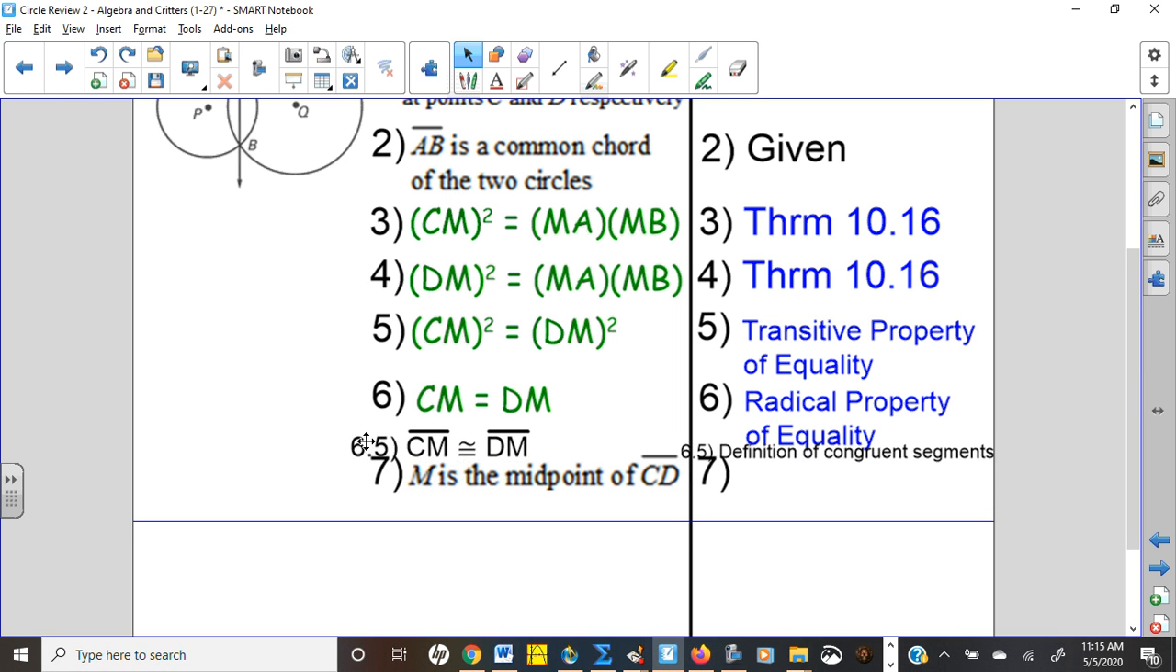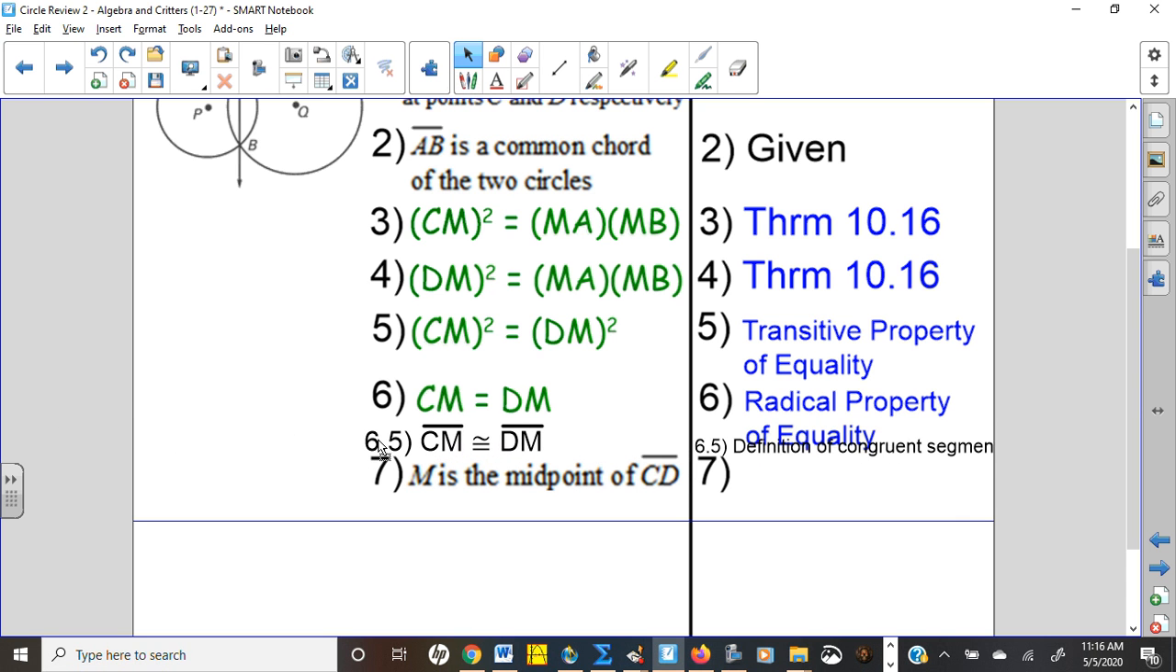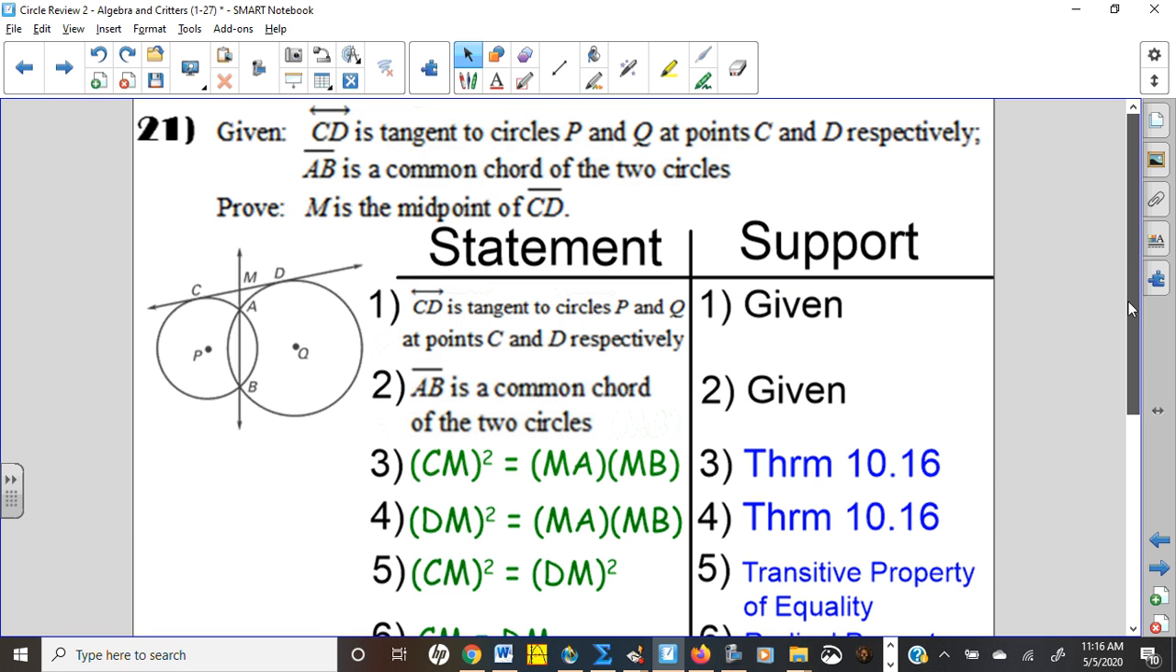So I really should have said that because of the definition of congruent segments, CM and DM are congruent segments because they have equal length. I probably should have added a step in there. But yeah, I now have two equal segments, and so by the definition of a midpoint, we're going to get what they asked us to prove.